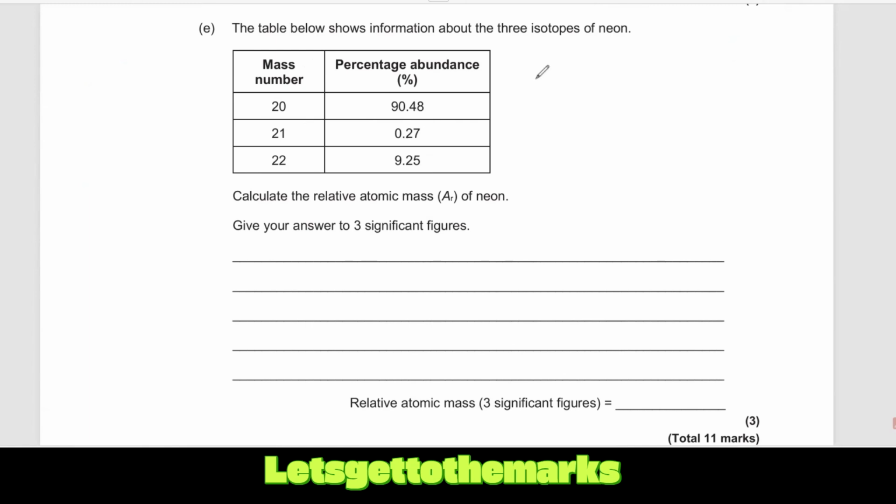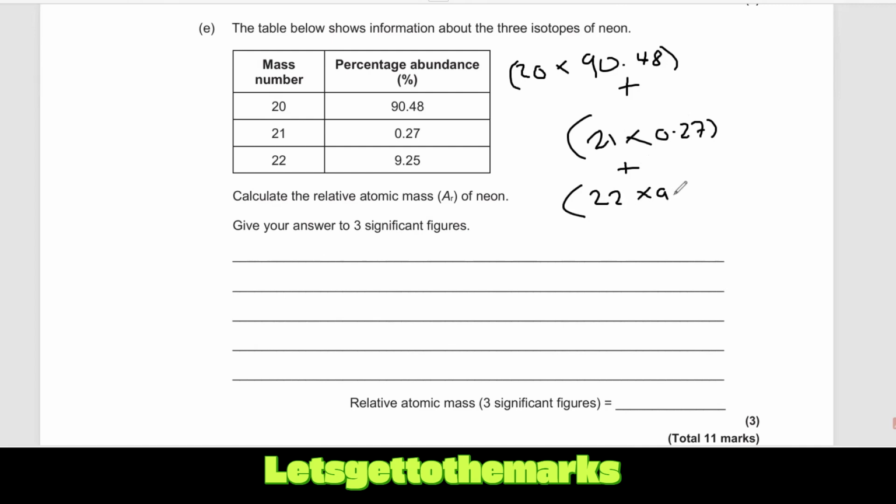All right, I'm going to go through the answers. So you're going to go 20 times 90.48. You're going to bracket that, and you're going to add that. I haven't really got space, so I'm doing it like this. This isn't the best way to set it out. Times 0.27. And then you're going to add that to 22 times 9.25. And you're going to sum all of that up and then divide by 100, because if you add all of these up, they add up to 100. And that is going to give me an answer. I'm going to work that out right now.